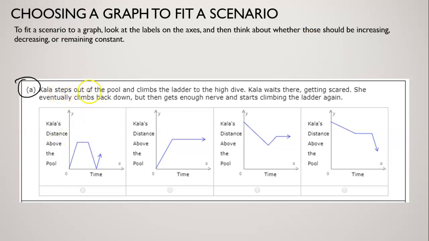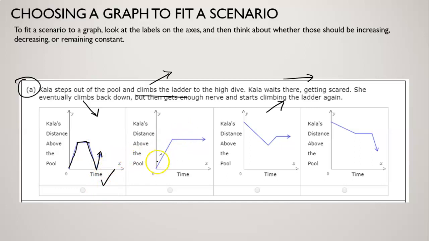All right, Kayla steps out of the pool and climbs the ladder. So that should be increasing. Kayla waits there getting scared, so she's staying there for a while, so that should be constant. She eventually climbs back down, so that should be decreasing, then gets enough nerve and starts climbing the ladder again. So we're looking for something that's increasing, then staying constant, then decreasing, then increasing. This one is increasing, staying constant, then decreasing, then increasing. So far, I think that one looks like the right answer.